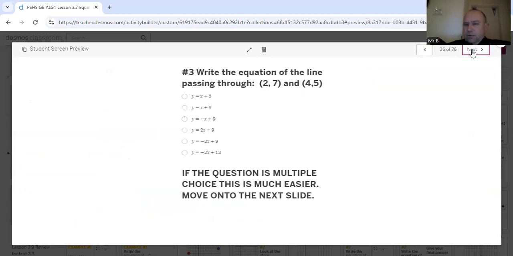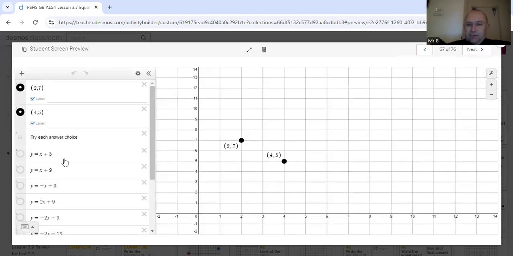And there's the steps more clearly if you need to. And there was an extra one here. Write the equation of the line passing through 2, 7, and 4, 5 with multiple choice. If you have multiple choice answers, this question's much easier. You can literally just check each answer. Does it go through both points? No, no. There we go.